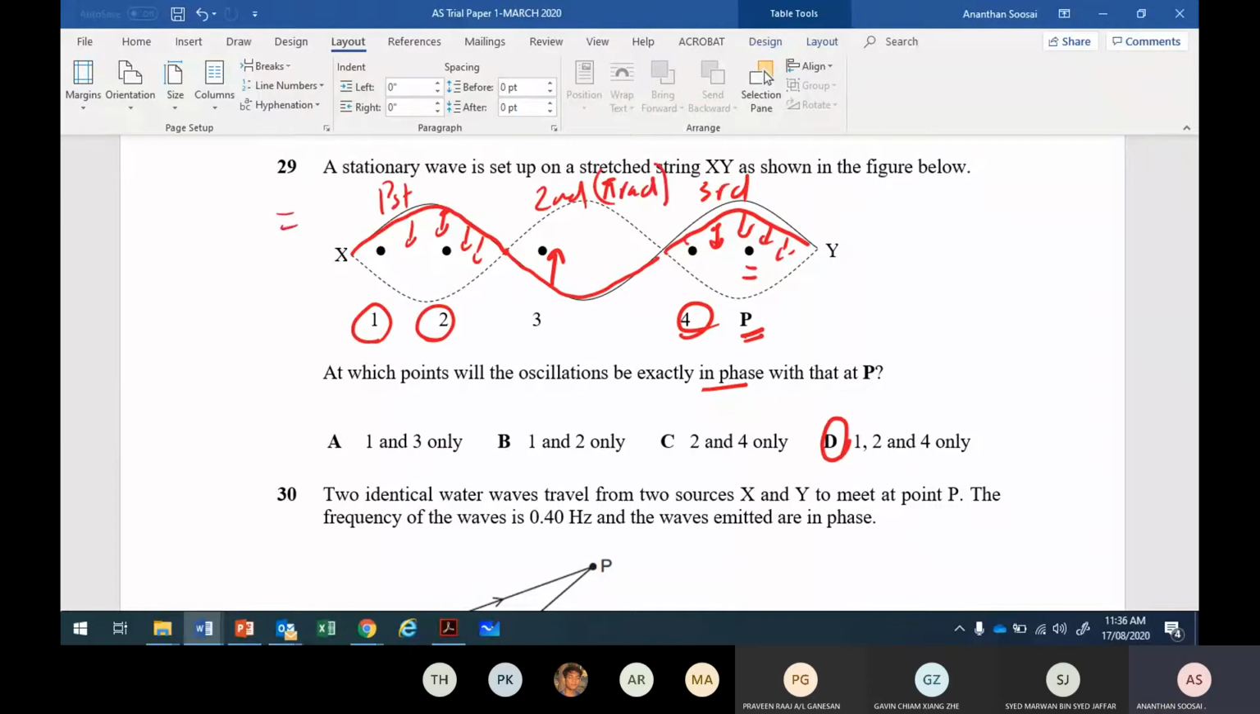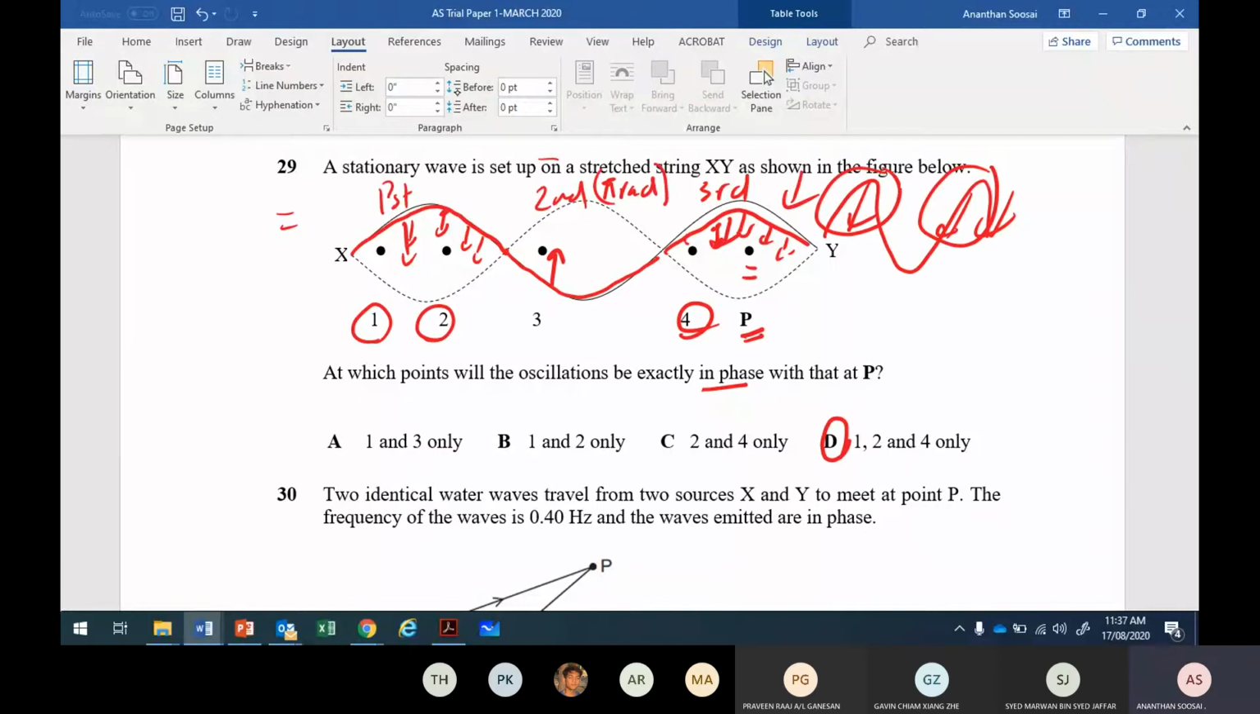So any question about 29? The odd-numbered loops are in phase. When this goes down, this also will go down, like a string. When this goes down, the odd-numbered loops will all go down. So the particles always move in the same rhythm. Therefore they are said to be in phase.